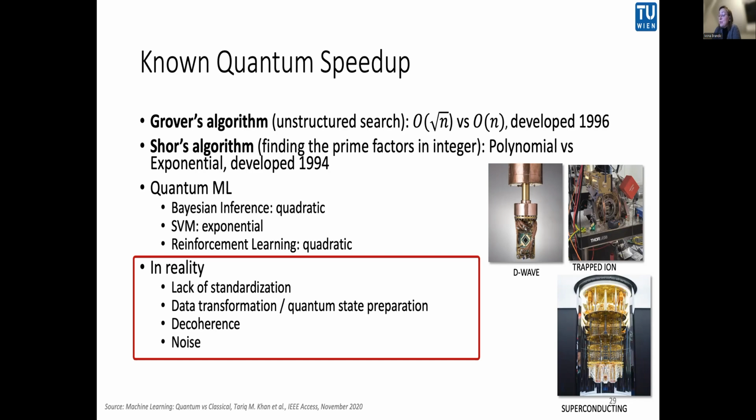Then we have to transfer data. We have to transfer data from the classical world to the quantum state, which is also not trivial. Decoherence, that means the excited particles on a quantum machine stay in a particular state for a very short period of time. Then they decay.